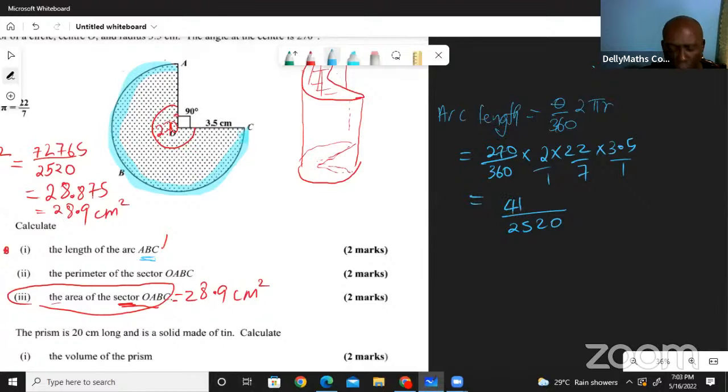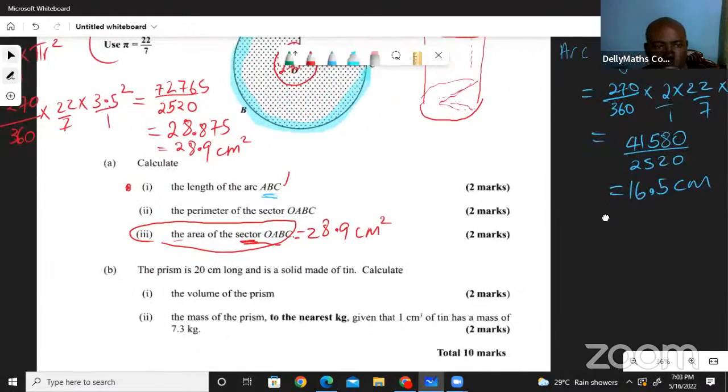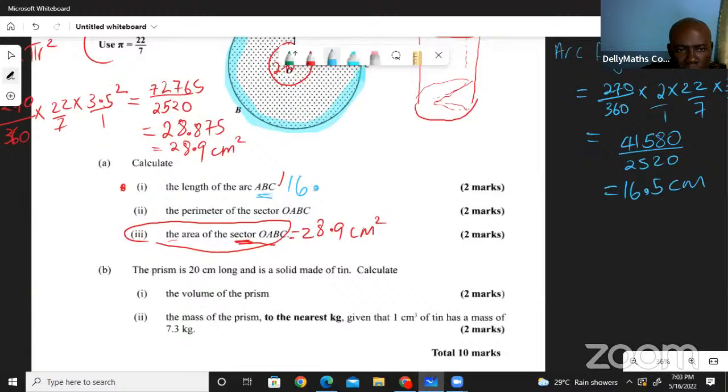So we're looking at 41580. All right, very good. 41580. Double check it again: 270 times 2 times 22 times 3.5. So 41,580, and we want to divide that now by 2,520. And I think you should get something like 16.5 centimeters. Yes, Chad, very good, 16.5 centimeters. So that's what ought to be here, 16.5 centimeters.